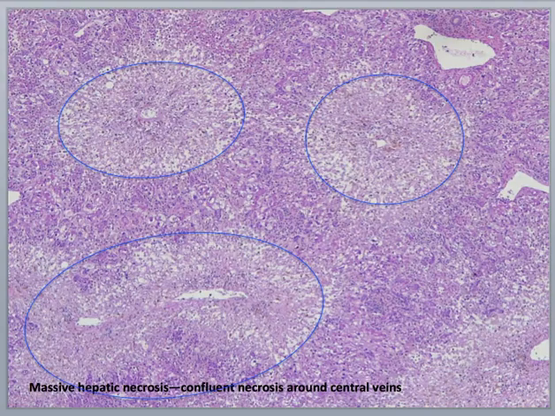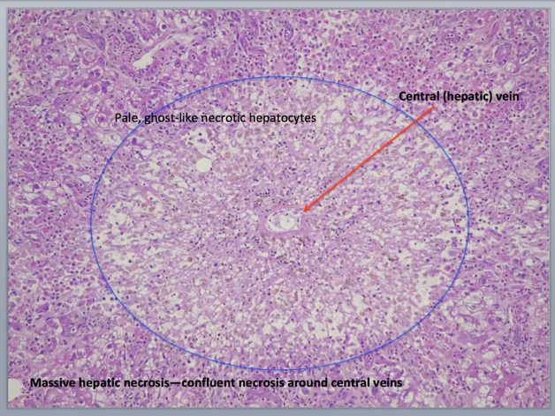Let's look at this at a little bit higher magnification, and you can see that the necrotic hepatocytes in the circle are just pale ghost-like remnants of hepatocytes. If you contrast that with the cells in the viable tissue around it, you can, at least at this power, recognize that there's nucleoli and there's some cell structure, whereas in the necrotic area this is all pale and there's no cellular detail at all.